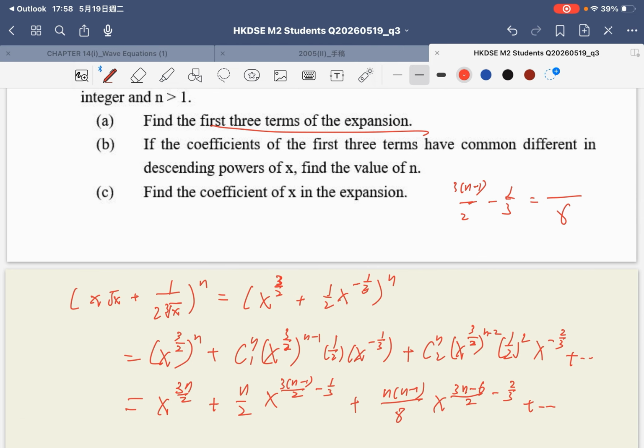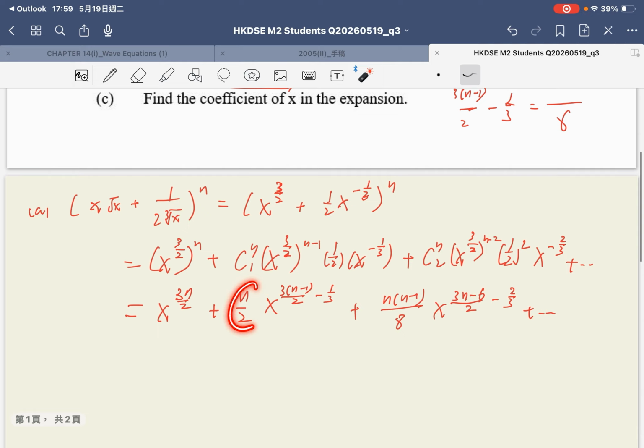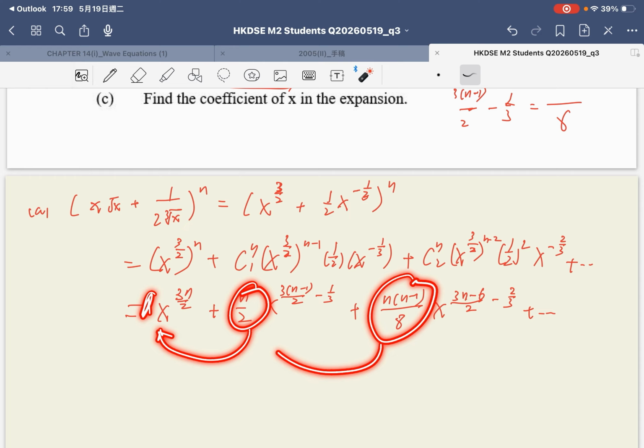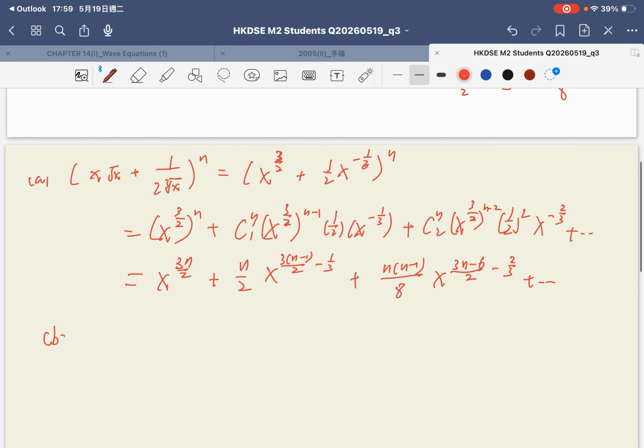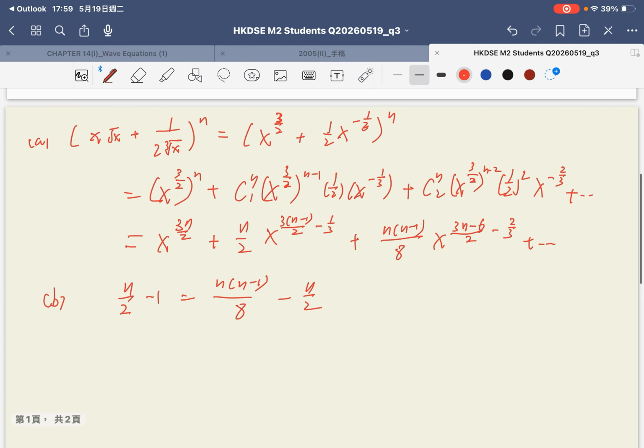That is part A. For part B, if the coefficients of the first three terms are in common difference in descending order, it means that for these three terms' coefficients, this minus this is equal to this minus this. This is the so-called common difference. Therefore, we have n over 2 minus 1 equal to n(n minus 1) over 8 minus n over 2. They are equal.